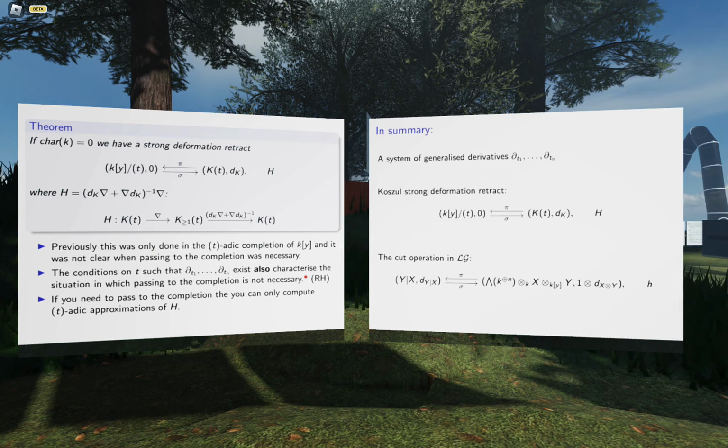Okay, in summary, what did we do? So we started out with a system of generalized derivatives. That's what we defined at the start. And then via a connection on the causal complex, we used this to define a strong deformation retract involving the causal complex. From here, we didn't do this, but from here, one would then use perturbation techniques to produce the cut operation in LG.